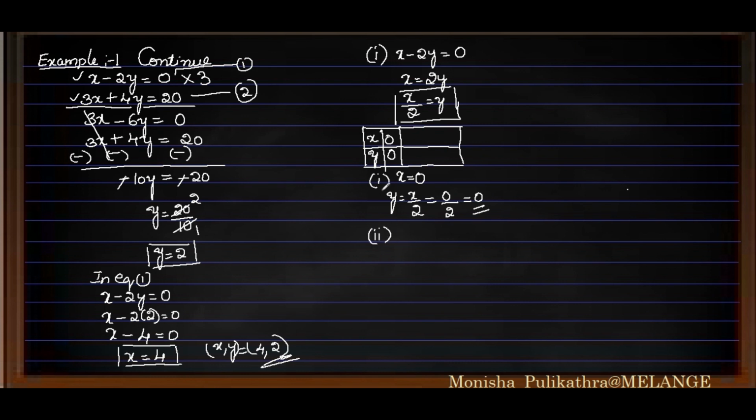Second point: before writing here, you have to calculate it in your mind itself. So if I substitute x is equal to 1, what will it become? The y will become 1 by 2. 1 by 2 means 0.5. A decimal point is coming. So it's better we avoid that point.